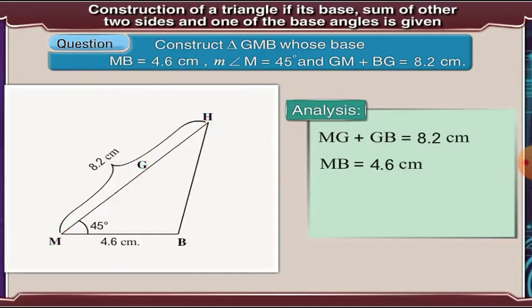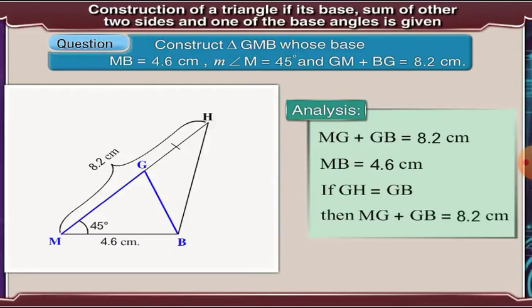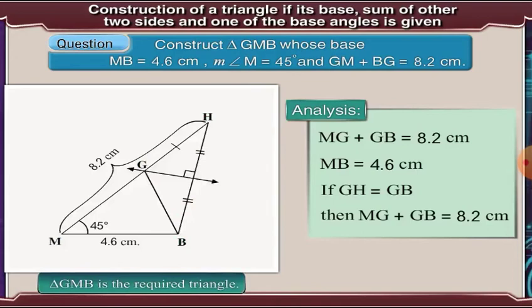If GH is equal to GB, then since MG plus GH is equal to 8.2 centimeters, MG plus GB will also be equal to 8.2 centimeters. Hence, if we draw a perpendicular bisector of segment BH, then GH is equal to GB by the perpendicular bisector theorem and we get the desired triangle GMB.